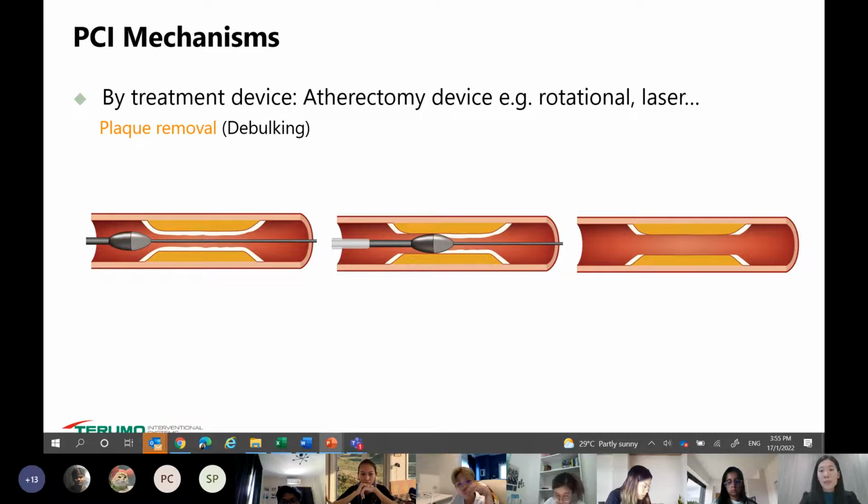So you can see once this is a rotational device, once it shaves off the covering, the calcium cap, then the lesion that is softer, that is more fibrous, is exposed. So I can put a balloon through to compress it. Then I put a stent through to maintain the vessel diameter. So that's how the atherectomy device works.